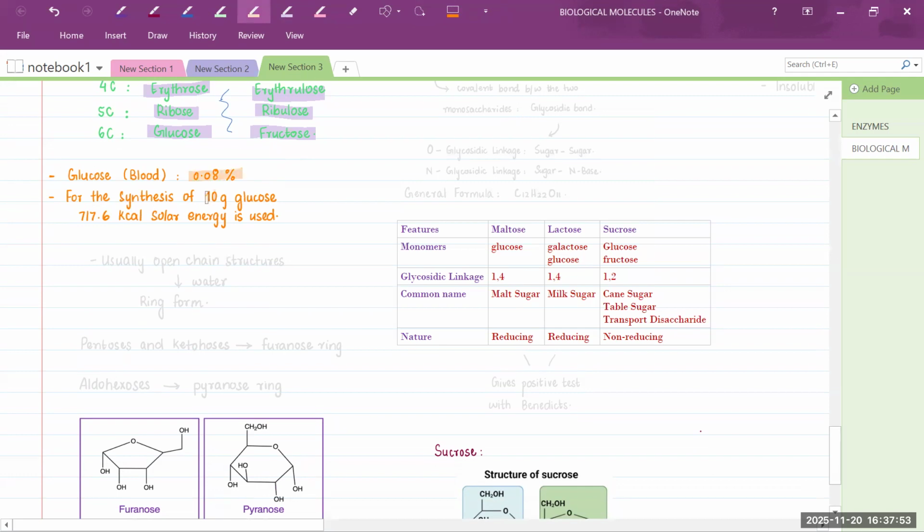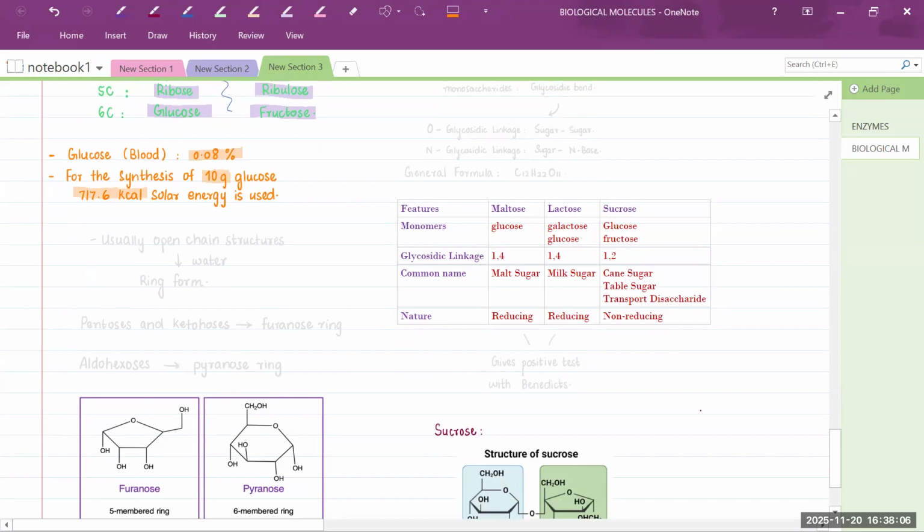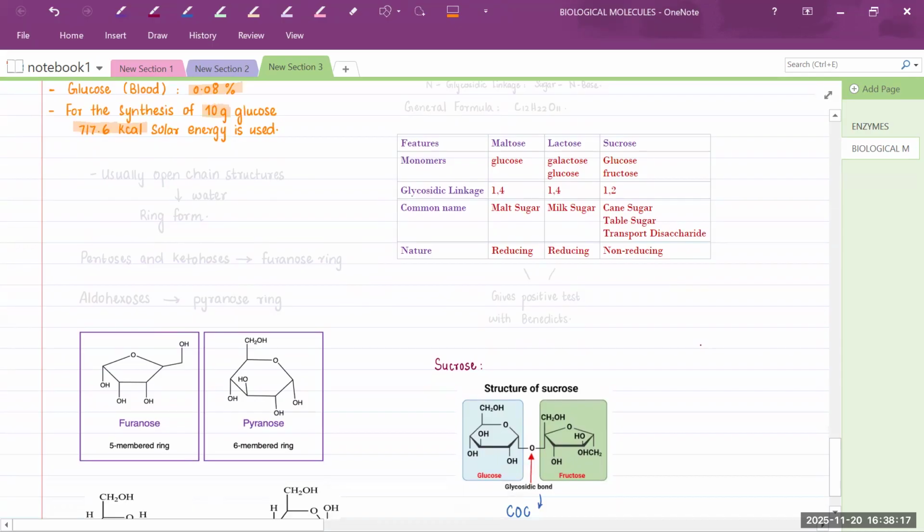Also, for the synthesis of 10 gram, here we don't have 1 gram, usually it's 1 gram written, but here it is 10 gram of glucose, which requires 717.6 kilocalorie of solar energy. If you divide it by 10, we'll get 71.76, which will be for 1 gram. So usually monosaccharides are open chain structures, but in water they form rings.